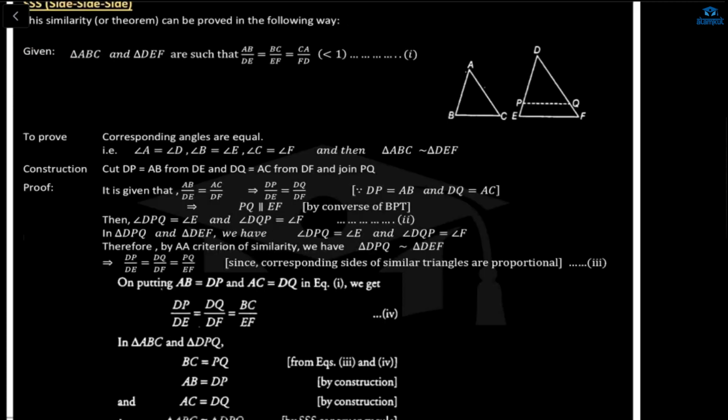Again, we are going to do the same construction. We are going to join PQ, where DP is equal to AB and DQ is equal to AC. In such a way, we will choose the points P and Q.